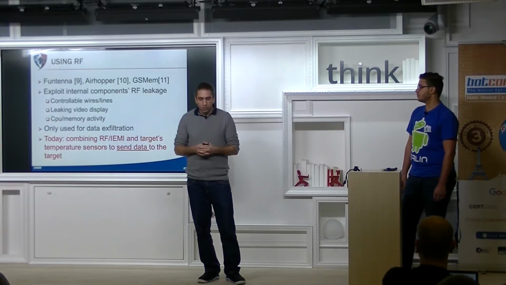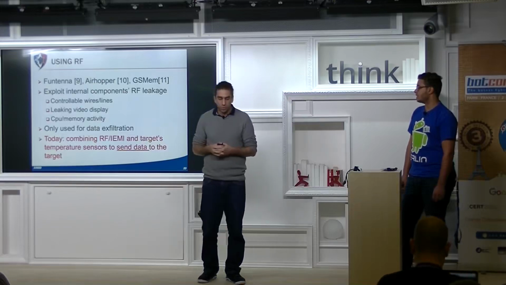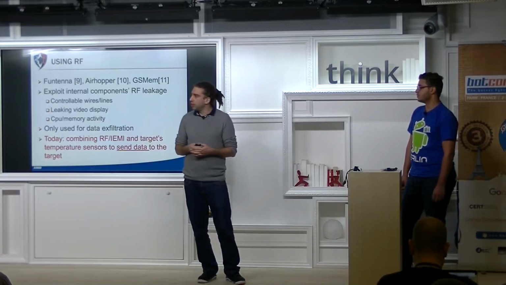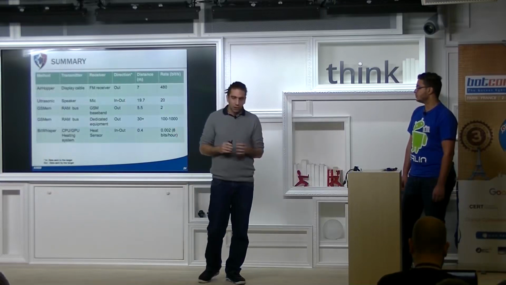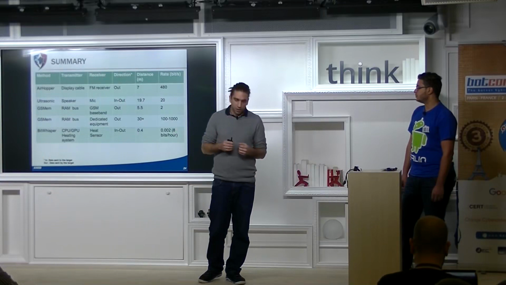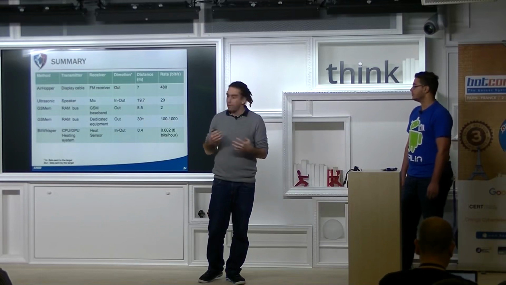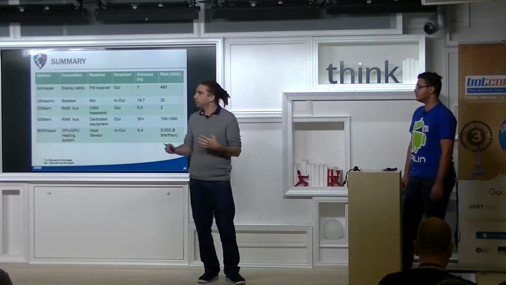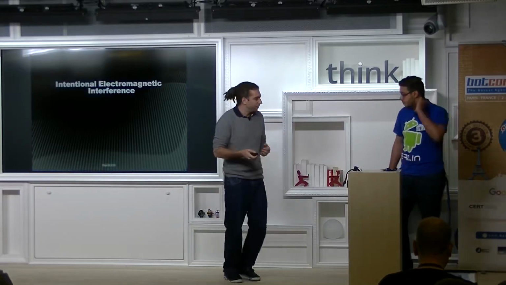And today, we are going to present a new technique to send data to an isolated computer by using intentional electromagnetic interferences and playing with the target's temperature sensors. This is a short summary of the effectiveness of the different techniques I presented. But as we will discuss at the end of the talk, this is just to give an idea, because it's not a reliable way to really compare the different techniques for communicating. And I guess it's your turn.